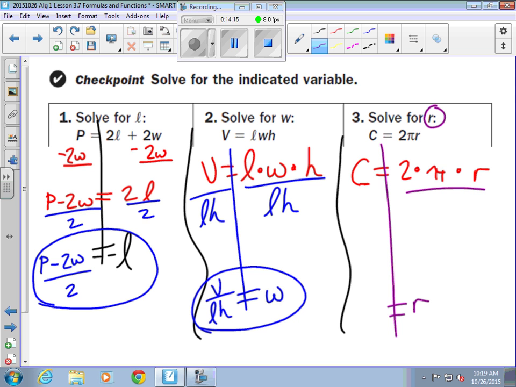And what is not R? 2 and pi, or 2 pi. That's correct. So if you do it to the right side, do it to the left side, 2 pi. R is equal to circumference over 2 times pi.